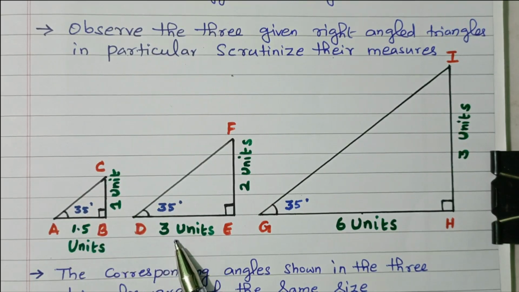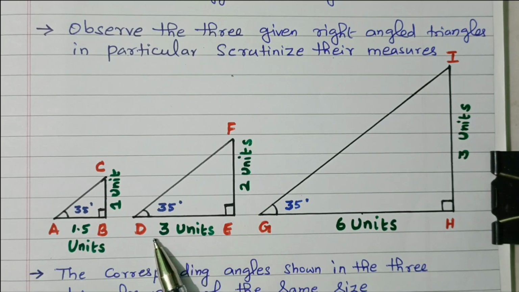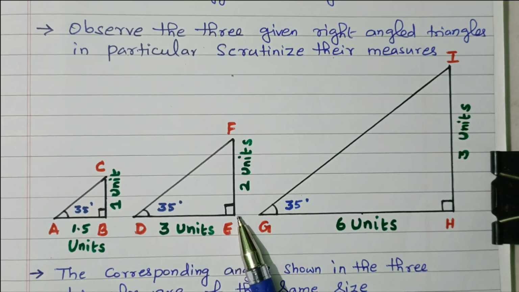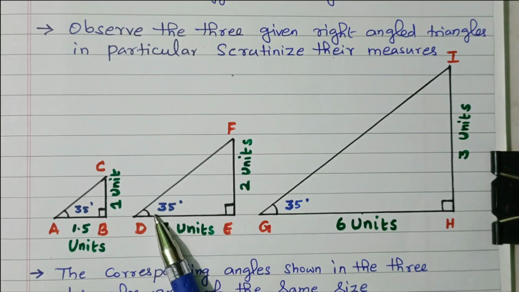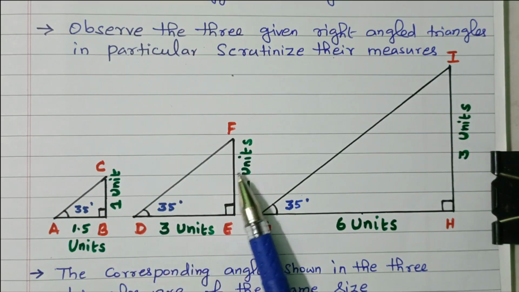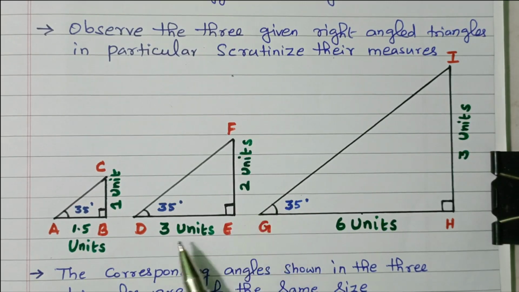Similarly, in another triangle the units are more. It is named DEF. DE is 3 units and EF is 2 units, and DF is also there. Here also the angle is the same. Only the length of the sides is more. Here also there is an opposite side, adjacent side and hypotenuse.